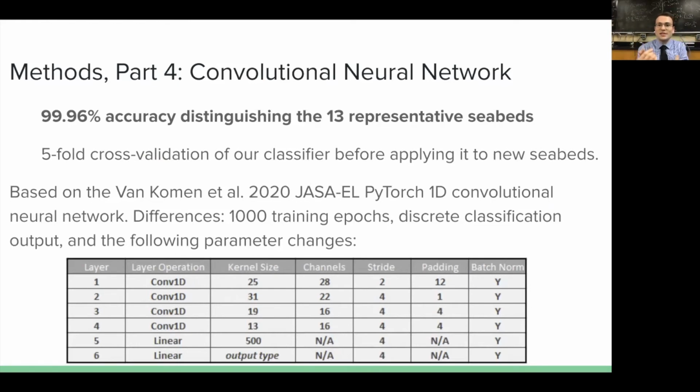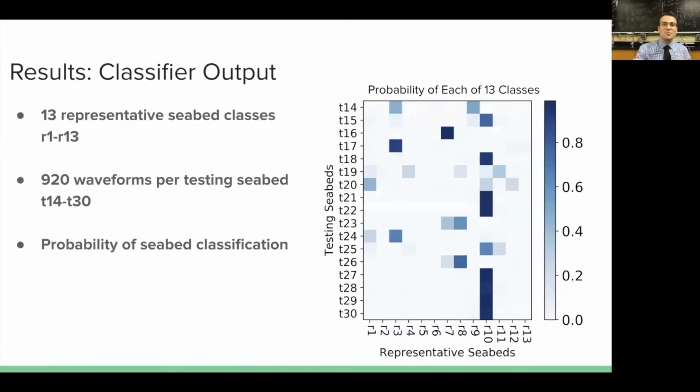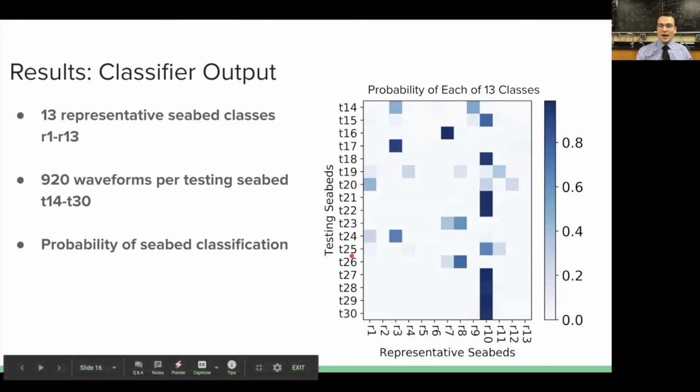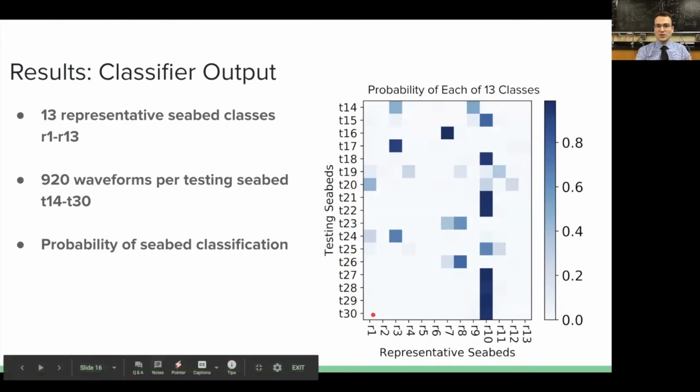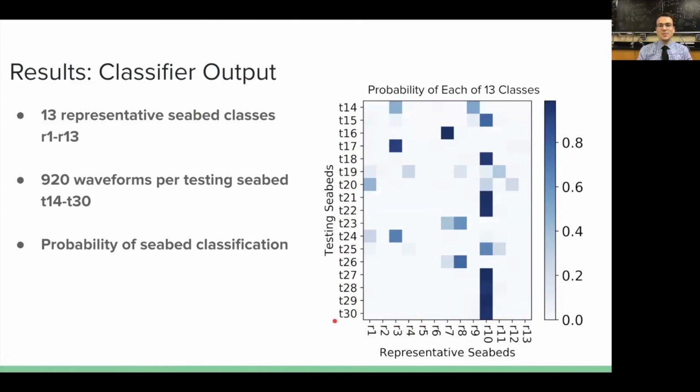Now our new research is looking at a new type, a testing seabed that we haven't seen before, and how well does our classifier choose a matching seabed? So we have these results. We have these testing seabeds and all of these waveforms, and their waveforms are assigned, oh, I think that's similar to type seabed R1, type R13, our catalog of representative seabeds.